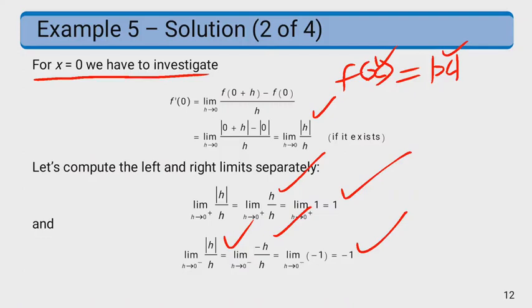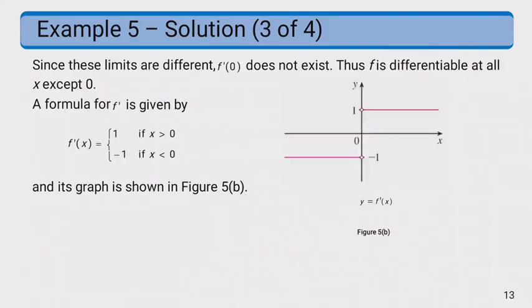Now we get two different limits. From the left, we get minus 1. From the right, we get 1. We can conclude that this function is not differentiable at 0, because now the limit does not exist. That's what we are saying. Since the sided limits are not the same, therefore we can say f prime at 0 does not exist. Thus, we can conclude that f is differentiable at any point except at x equal to 0.